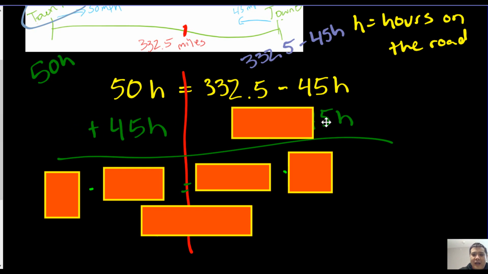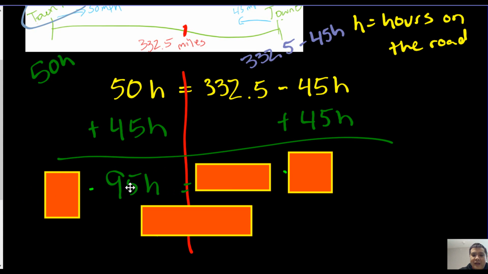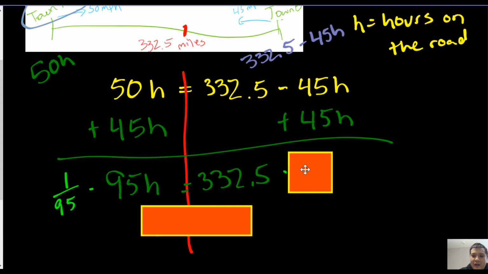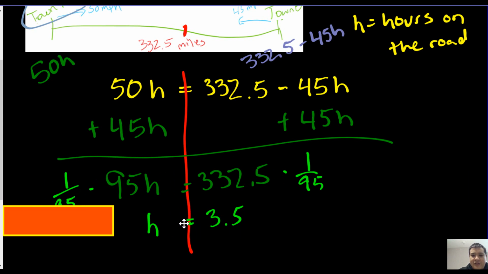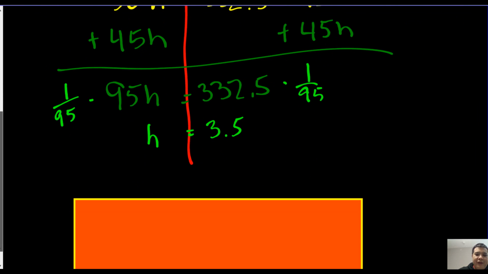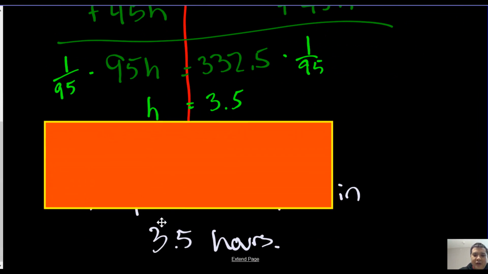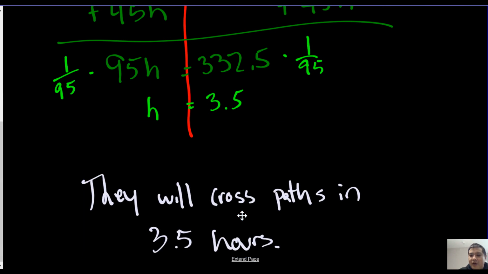Then what we're going to do is add 45H to both sides. And we get 95H equals 332.5. Multiply both sides by 1/95, which gets us 3.5. So H equals 3.5. So therefore, they will cross paths in 3.5 hours.